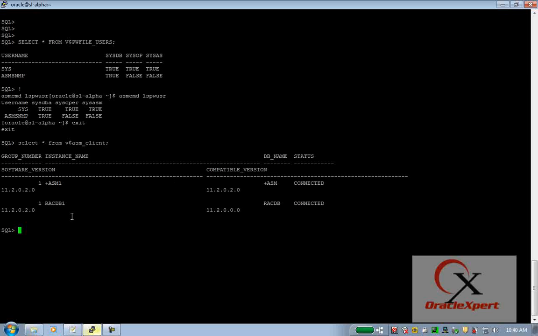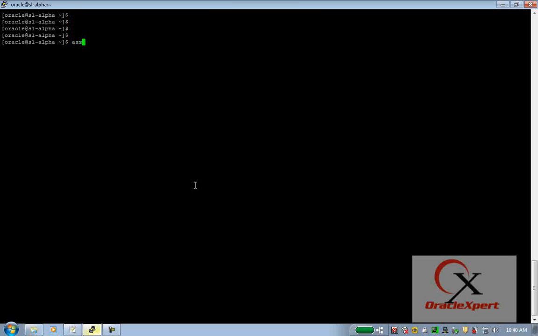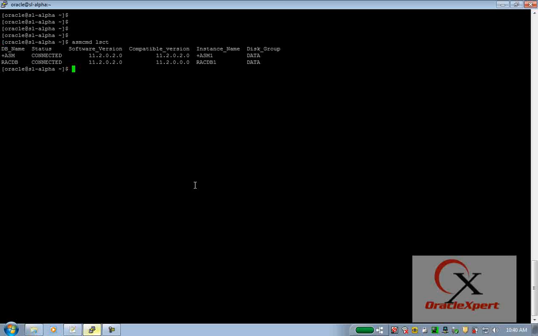So I can see the instance RACDB1 is a client for my ASM. You could have done the same thing using ASMCMD lsct. lsct will show you the connected clients. So the grid infrastructure, the cluster implementation, is itself a client to an ASM. Apart from this, understandably, RACDB1 is also one of the clients for your ASM.